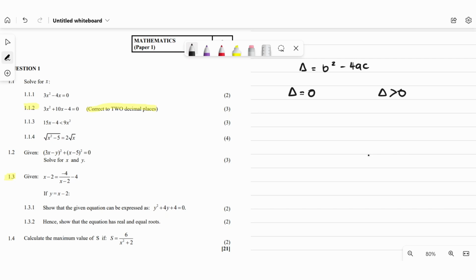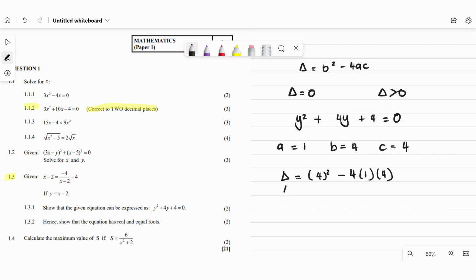Since this is our formula to know whether it's 0 or positive, we have an equation, so let's find a, b, and c. Then substitute a, b, and c into this equation. We see that delta is going to be equal to 0. If it's equal to 0, that means it has equal roots. So you're going to say, therefore, your conclusion: the equation has equal and real roots. Then we're done solving that question. That's free 2 marks, right?